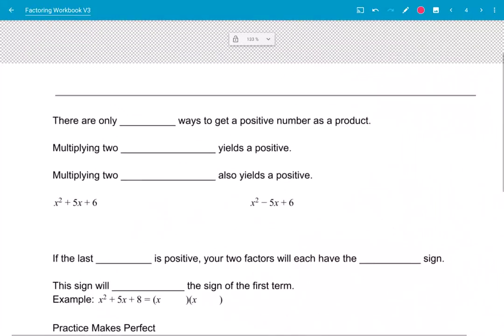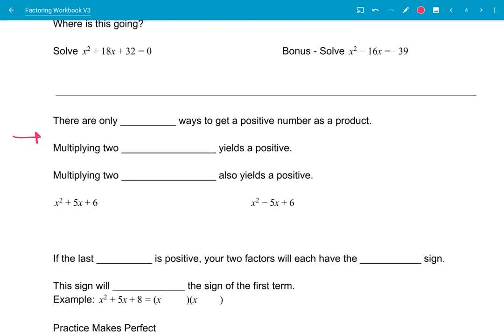We're going to start right here in this section. There are only 2 ways to get a positive number as a product. You can multiply 2 positives, or you can do the opposite: you can multiply 2 negatives. In other words, if you have 2 of the same sign that you multiply together, you always get a positive number. So what that tells me is if my last number says plus, the middle term must have been achieved by either adding 2 positives or adding 2 negatives together.